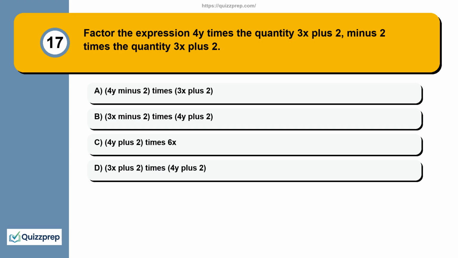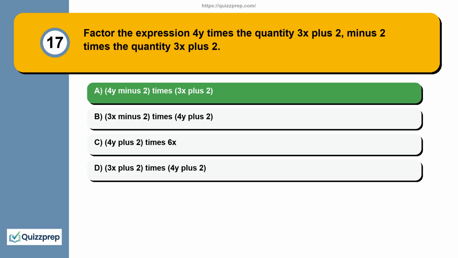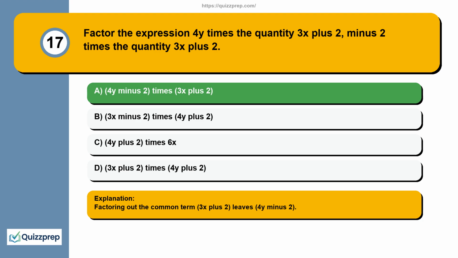Question 17. Factor the expression 4y times the quantity 3x plus 2 minus 2 times the quantity 3x plus 2. 4y minus 2 times 3x plus 2. 3x minus 2 times 4y plus 2. 4y plus 2 times 6x. 3x plus 2 times 4y plus 2. Factoring out the common term, 3x plus 2 leaves 4y minus 2.